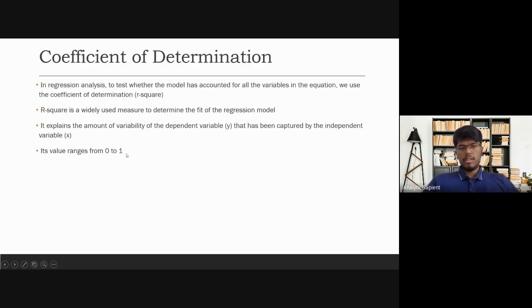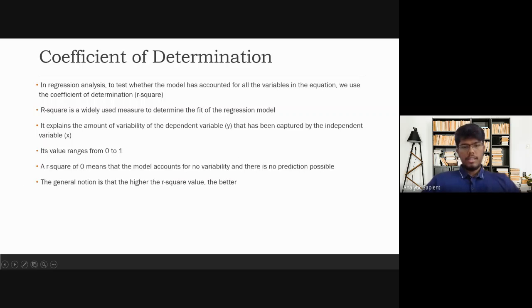Now, sum of squares ranges from 0 to infinity, right? We don't know, but this ranges from just 0 to 1. R square of 0 means the model accounts for no variability, and there is no prediction possible at all. The general notion is that the higher the R square value, the better, right? But it depends on the model and also the business problem you're trying to solve.